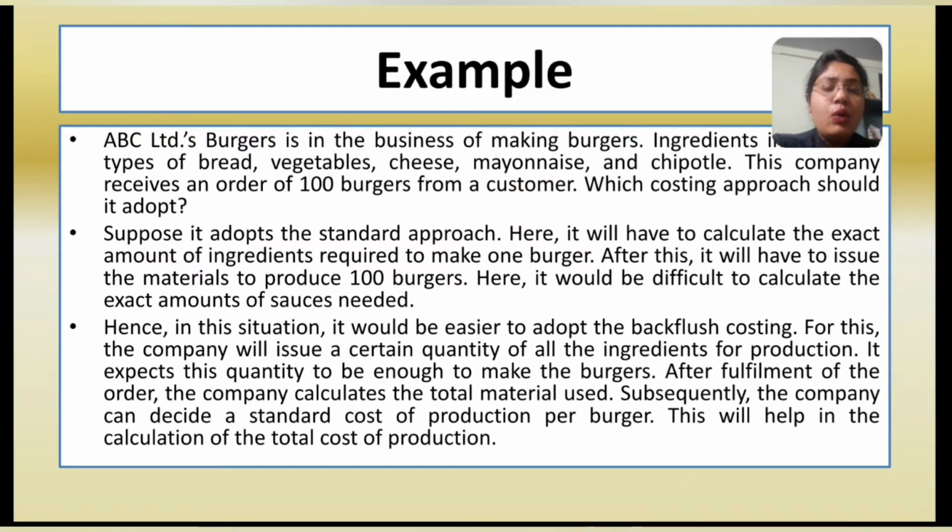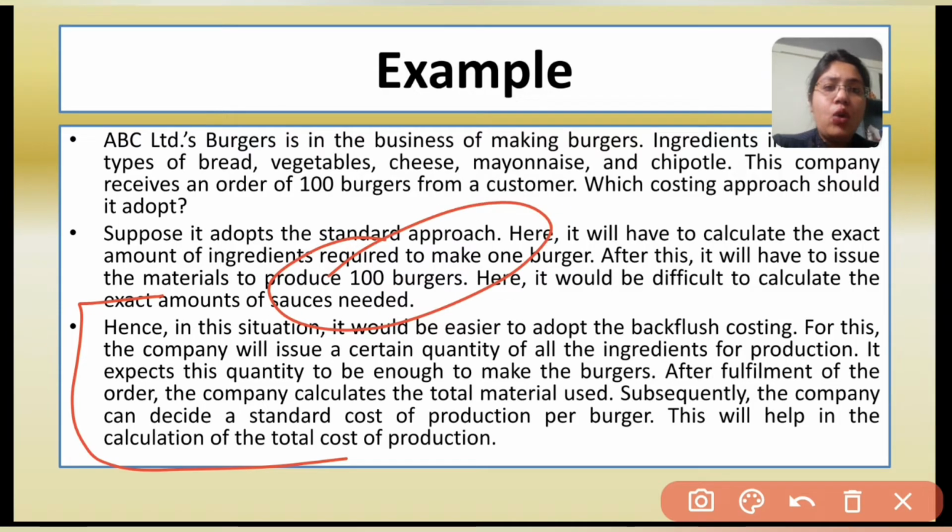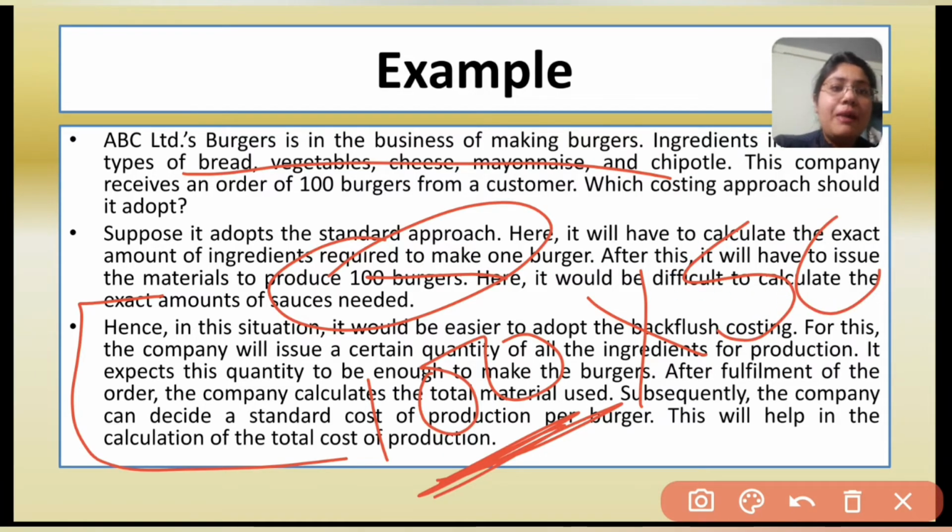Okay. So what does it do? Instead of traditional costing, it goes for backflush costing. It produces with the estimation of 100 burgers. It orders the inventories with the estimation for 100 burgers, and 100 burgers are produced, and whatever the final cost is, it multiplies it with the number of output, that is the 100. Whatever the standard cost is, it multiplies it with the standard cost. I hope you've understood till here.